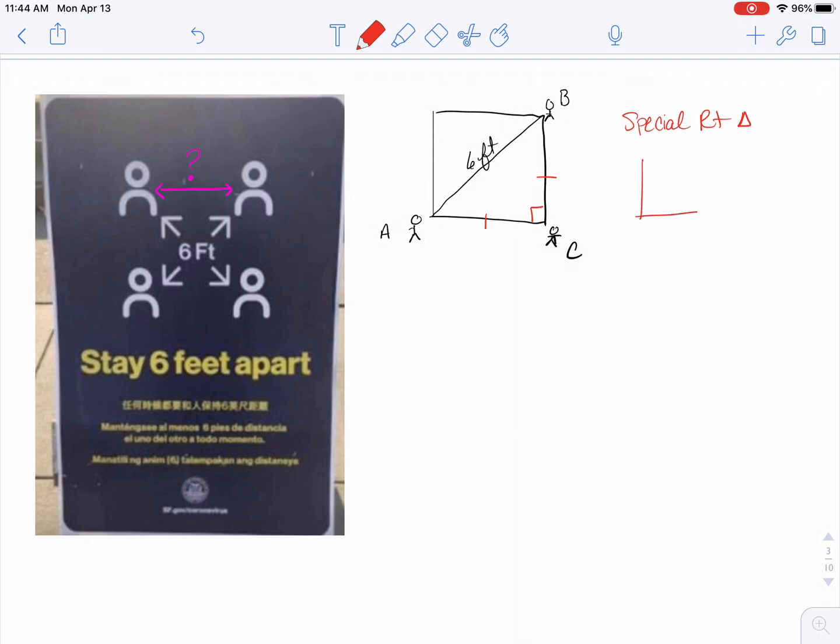Therefore, if we remember, this is x and this is x. The hypotenuse is x times root 2. So I could say 6 equals x times root 2 and divide both sides by root 2. And x is equal to 6 divided by the square root of 2. Now, that doesn't do us any good. It would probably help if I got my calculator out and said 6 divided by the square root of 2 and said that that's approximately 4.24 feet.